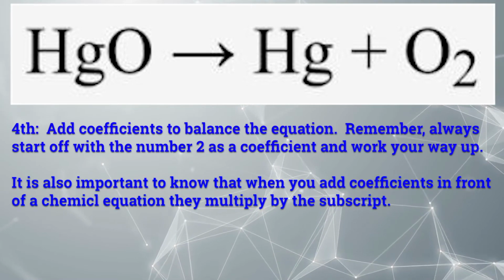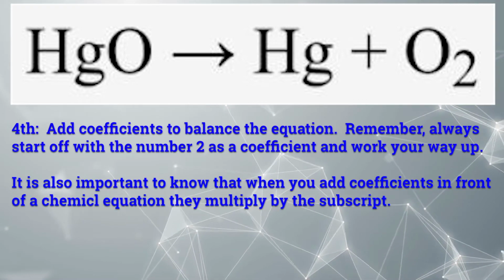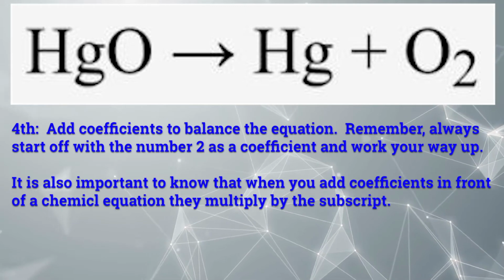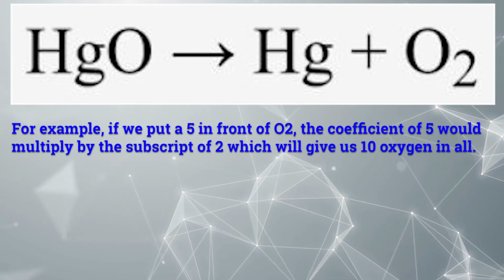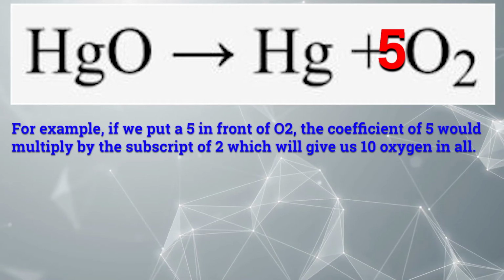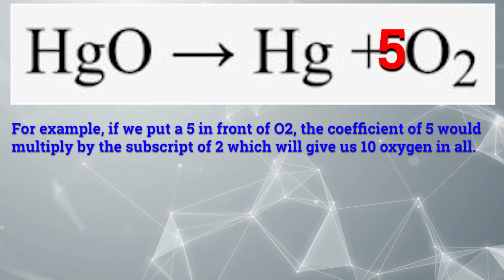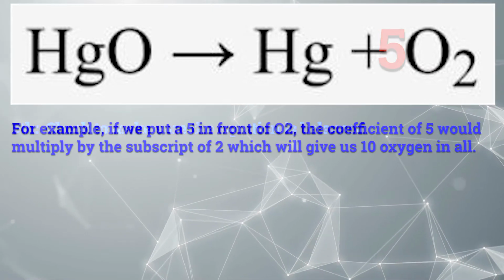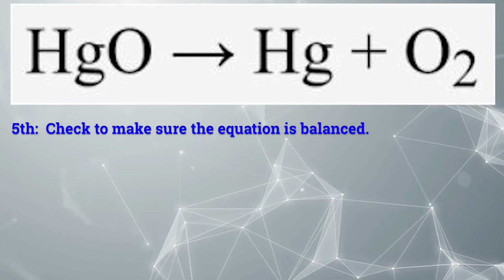It is also important to note that when you add coefficients in front of a chemical equation, they multiply by the subscript. For example, if we put 5 in front of O2, the coefficient of 5 will multiply by the subscript of 2, which will give us 10 oxygen in all. And fifth, check to make sure the equation is balanced.